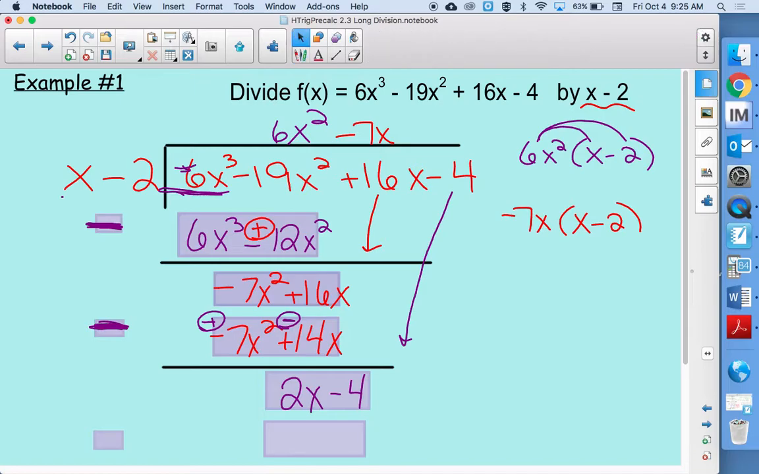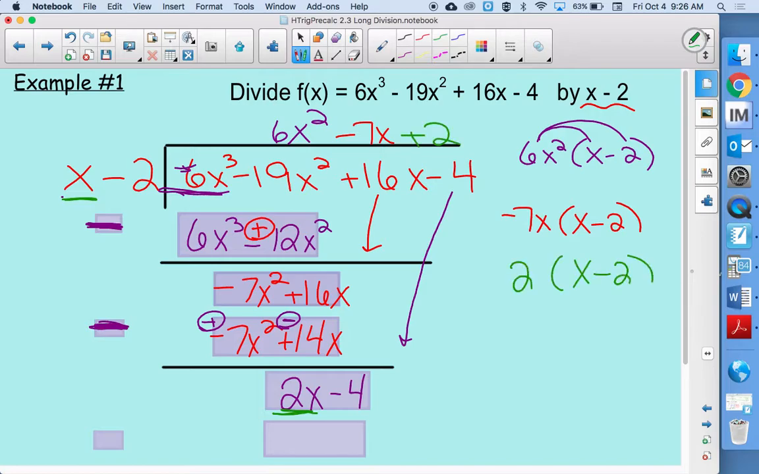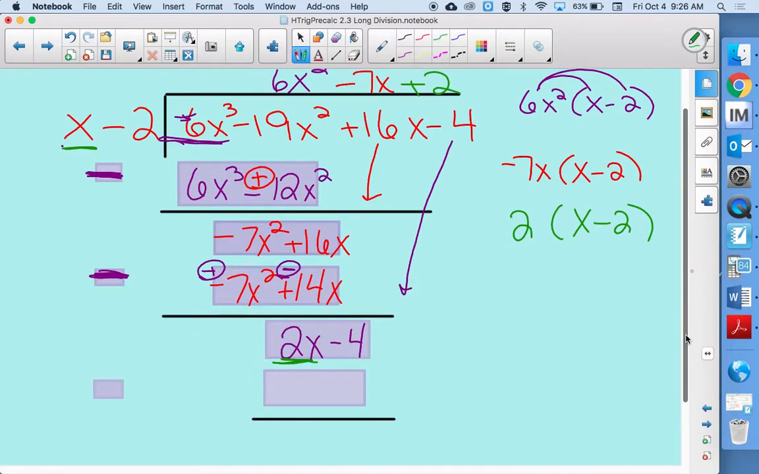So ignore the negative 2. You've got an x. Colin, what would I need to multiply it by so that it becomes 2x? So we have x. What do we need to multiply it by to make it 2x? 2. And then 2 times x minus 2 makes what, Colin? 2x minus 4. Again, in a big subtraction sign, so I'm subtracting the 2x but adding the 4. What's your remainder? 0. Yay.